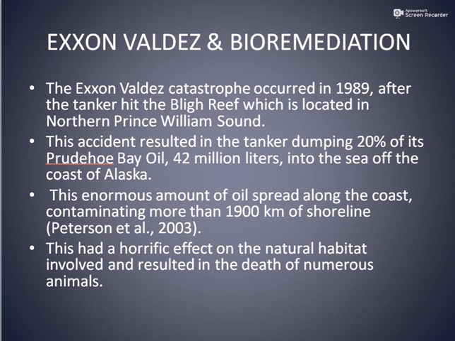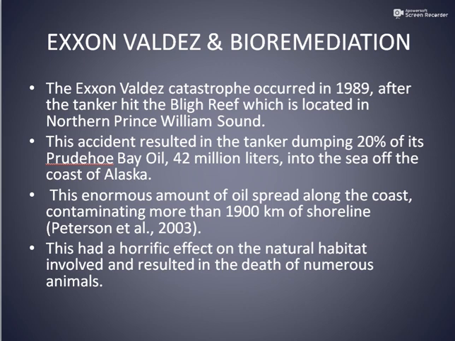Now, before ending this topic, I would like to bring your attention to the Exxon Valdez oil spill, which happened in 1989 when a tanker hit the Bligh Reef in northern Prince William Sound. Okay, and here when this oil tanker was hit, what happened? Almost 20 percent of the oil in that particular tanker was released into the sea, about 42 million liters.